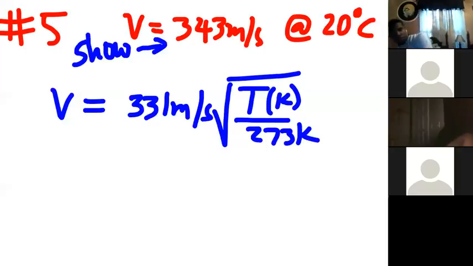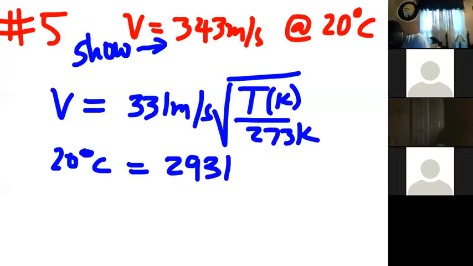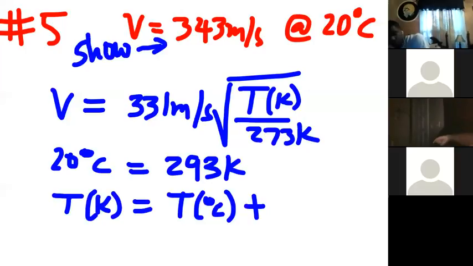Okay, so 20 degrees Celsius is the same as how many Kelvin? 293 K. Okay, so T, the temperature in Kelvins, is equal to the temperature in degrees Celsius plus 273. That's the equation we use to get the 293. So you need to know this. You need to remember how to convert from Kelvins to Celsius and backwards. Is everybody on the same page?